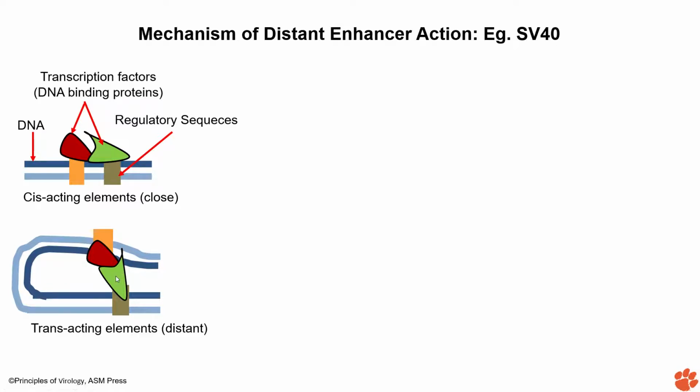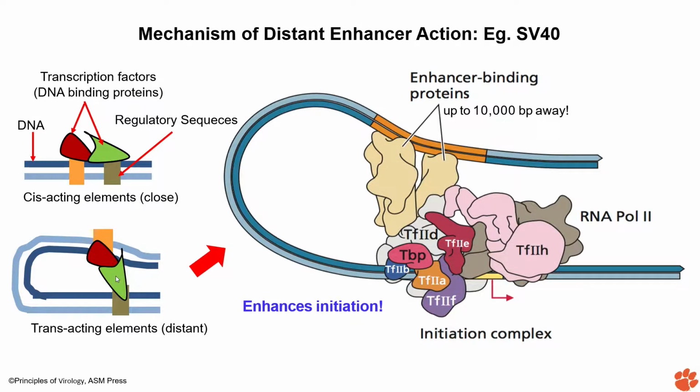You will see some pictures in your exam, and you have to figure out whether it's a trans-acting or the cis-acting element. So these pictures are very important for that. So this is how it looks in reality. And again, as I said, there are only two things that are needed.